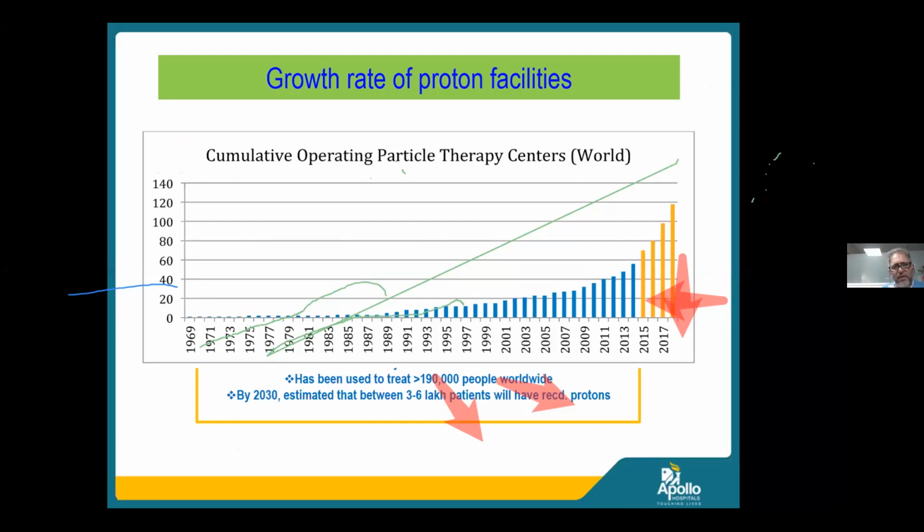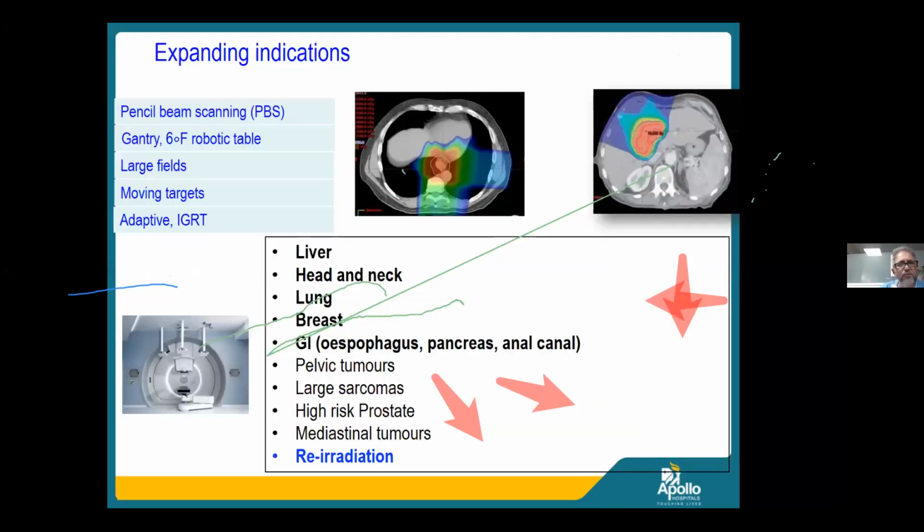Because of these advantages and these transitions and these evolutions and the incorporation of the different sophisticated things that have taken place, you can see in the graph how the operating particle therapy centers in the world have escalated, especially in the last few years. And we have now treated more than 200,000 worldwide, and a very large number of patients are being treated in different parts of the world.